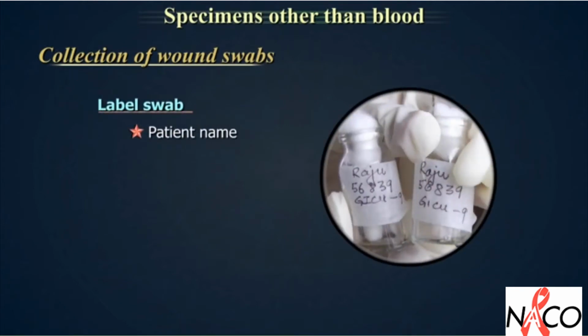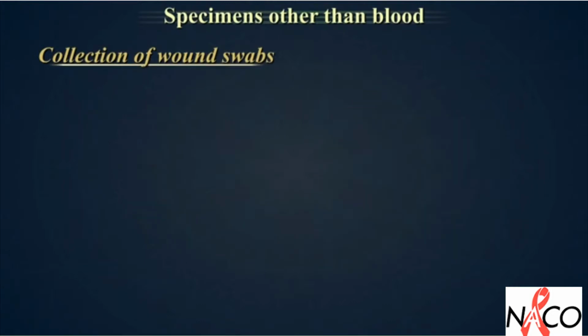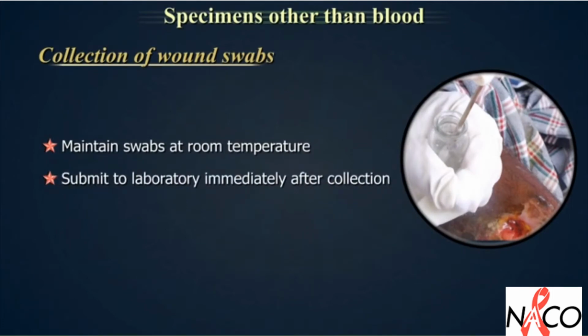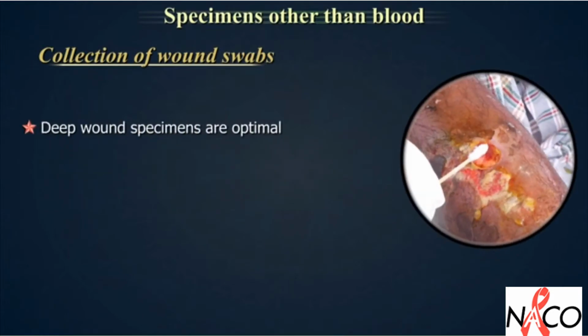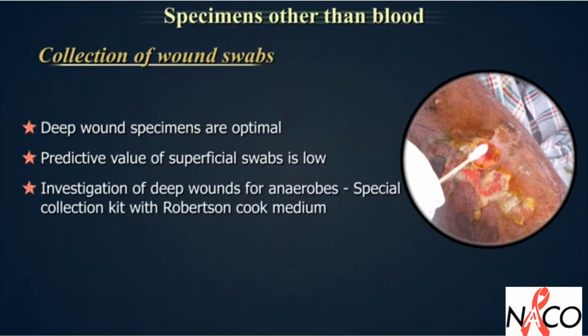Label the swab with patient's full name, date or unique identification number, source of specimen, and date and time of collection. Maintain swabs at room temperature and submit to the laboratory within 24 hours of collection. Deep wound specimens are optimal as the predictive value of superficial swabs is low. Investigation of deep wounds for anaerobes requires a special anaerobic collection kit available from the microbiology laboratory.